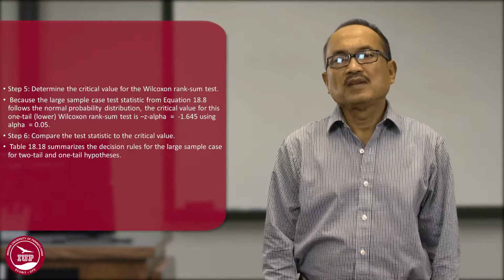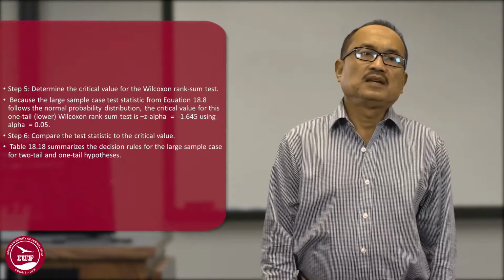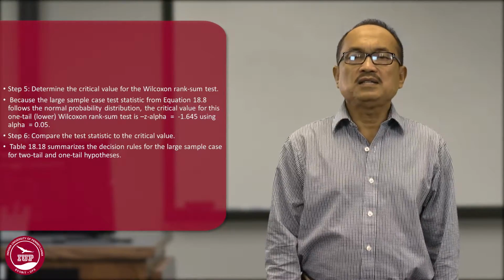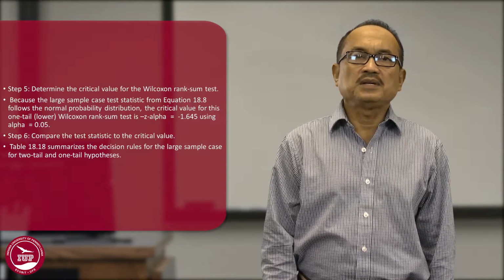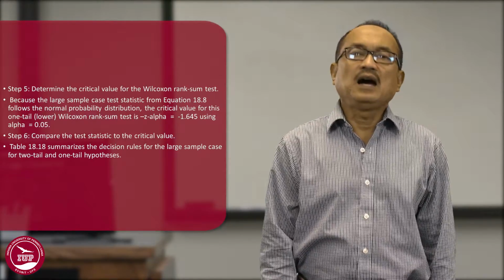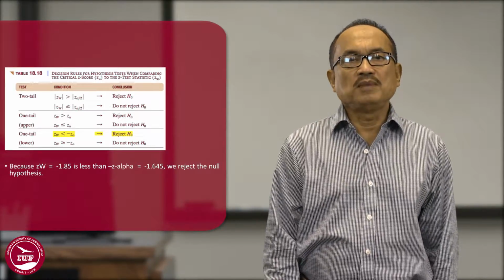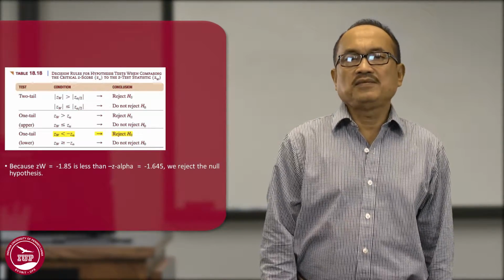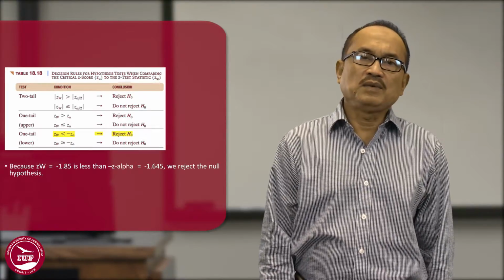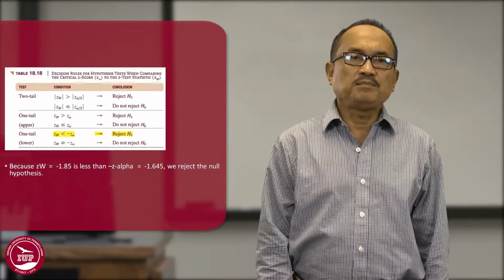Step 6. Compare the test statistic to the critical value. Table 18.18 summarizes the decision rules for the large sample case for two-tailed and one-tailed hypotheses. Because Zw equal to minus 1.85 is less than Z alpha equal to minus 1.645, we reject the null hypothesis.